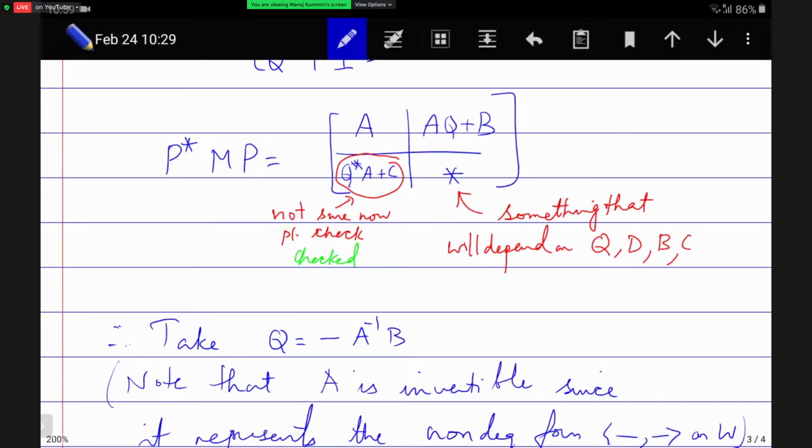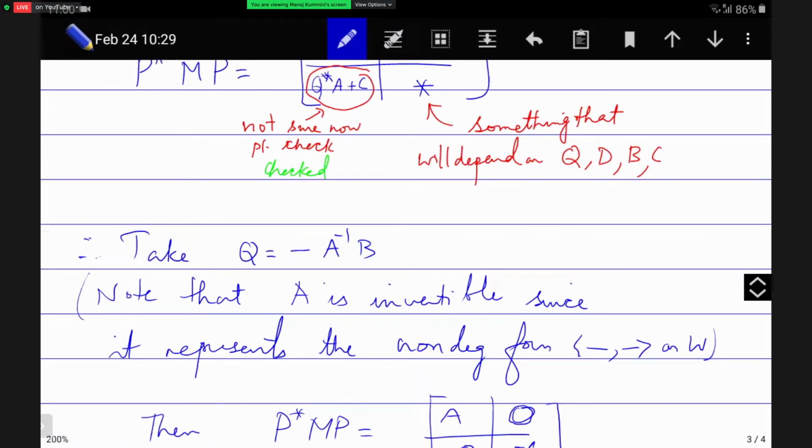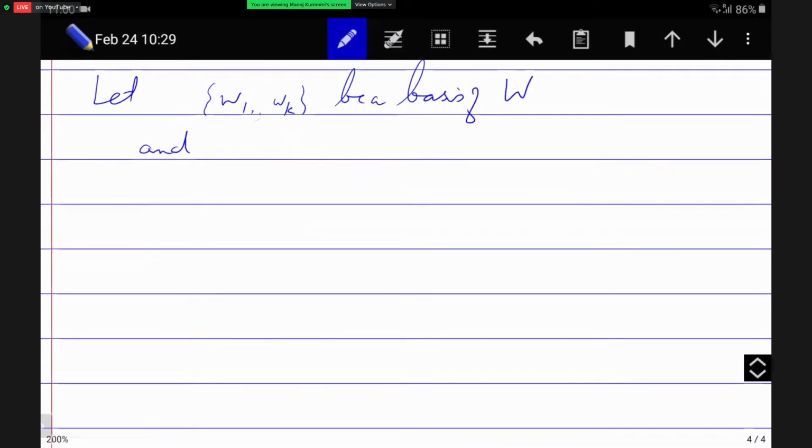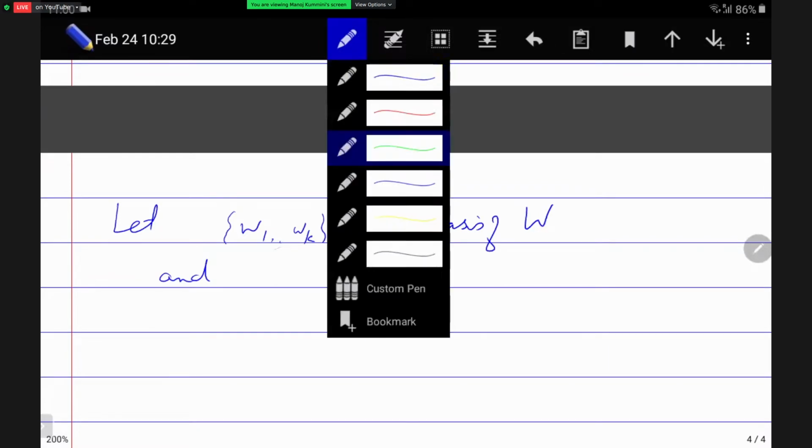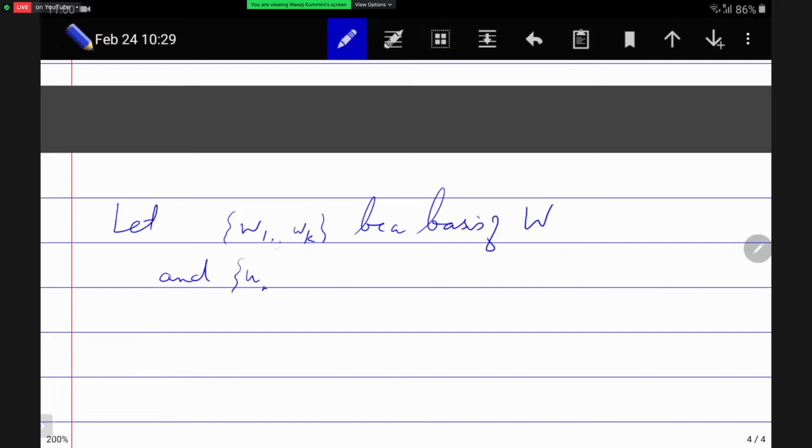As I said, I wrote the expression down, but without bothering to check, because I was just blindly using that if I can make the top right corner 0, the bottom left corner will automatically be 0. But yeah, now that we have checked it, it's good. Okay. So now let us take a basis for W, and U_{k+1} through U_n, a basis of W perp.